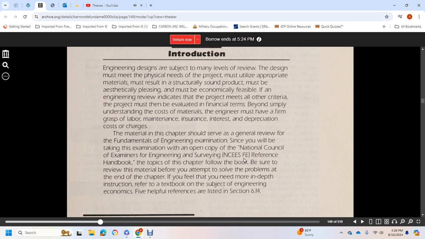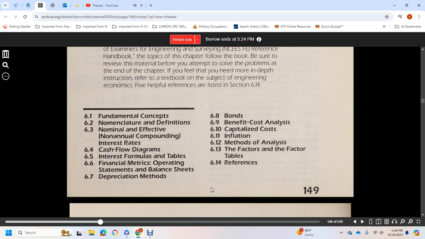Material in this chapter should serve as a general review for the Fundamentals of Engineering examination. Since you will be taking this examination with an open copy of the National Council of Examiners for Engineering and Surveying Reference Handbook, topics of the chapter will follow the book. Be sure to review the material before you attempt to solve the problems at the end of the chapter. If you feel you need more in-depth instruction, refer to textbooks on the subject of engineering economics for helpful resources. References are listed in section 6.14.